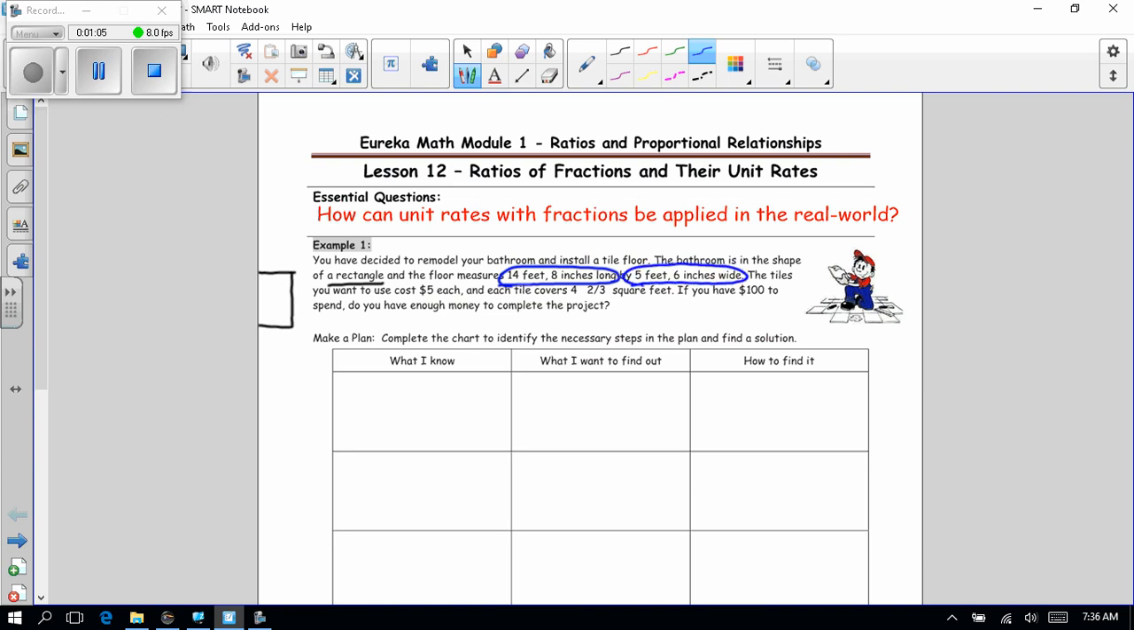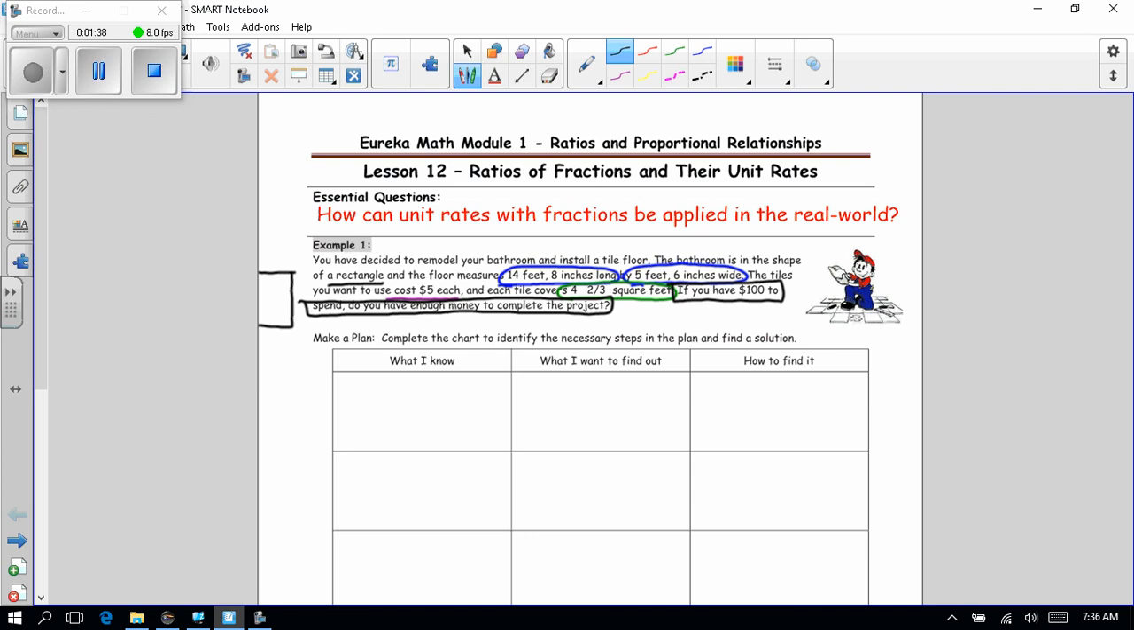The tiles you want cost $5 each. Well, let's underline that. They cost $5 each. And each tile covers 4 2/3 of a square foot. If you have $100 to spend, do you have enough money to complete the project? Okay, that is the ultimate question. So let's box that question up. By the time we're done with this page, we're going to have to know, do we have enough money to be able to do this, right?